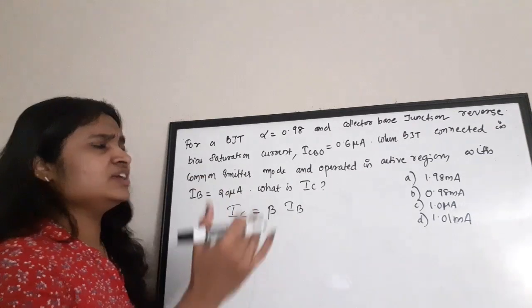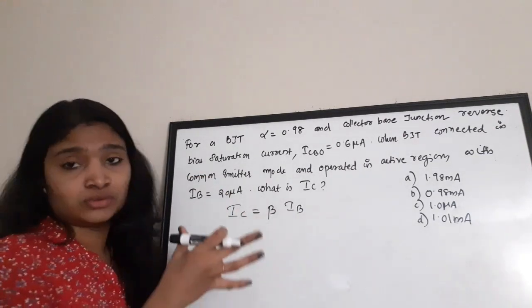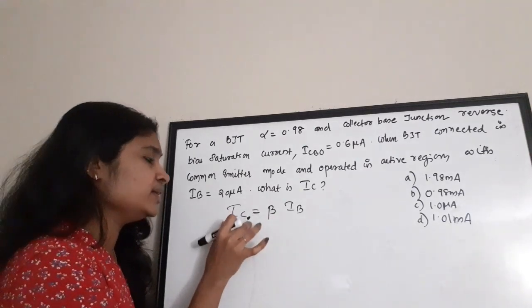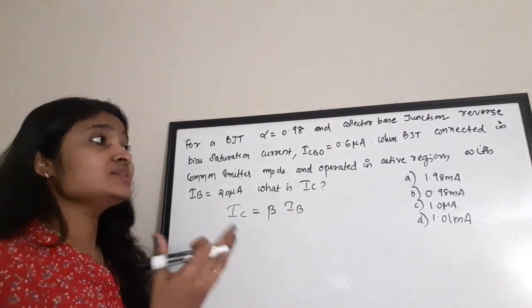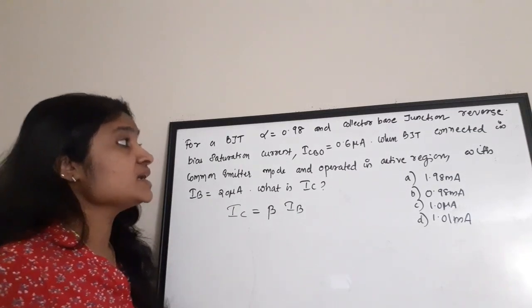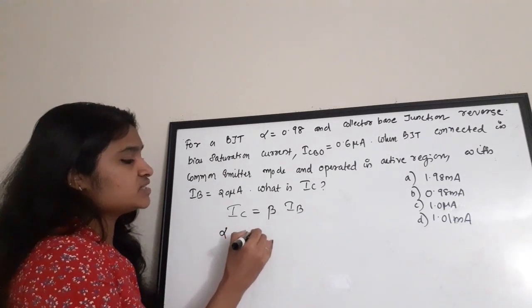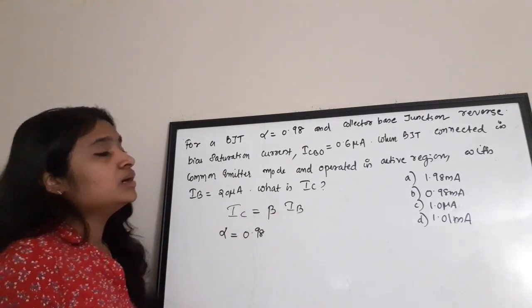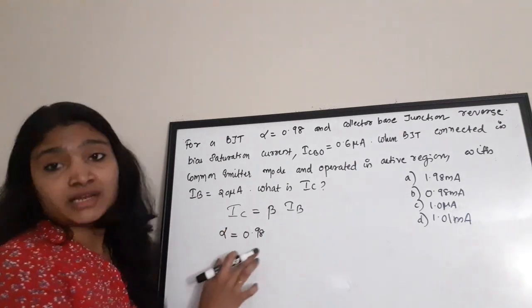Now what is being given in the question? So this is the relationship we have to go for because we need to find IC. We have been given IB. But again, something else is also being given. For a BJT, alpha is 0.98. That is, common base current gain alpha is equal to 0.98. We have not been given the value of beta. We have only been given the value of alpha.